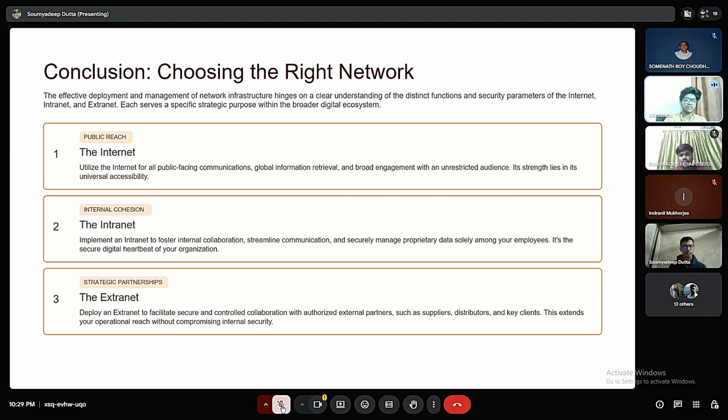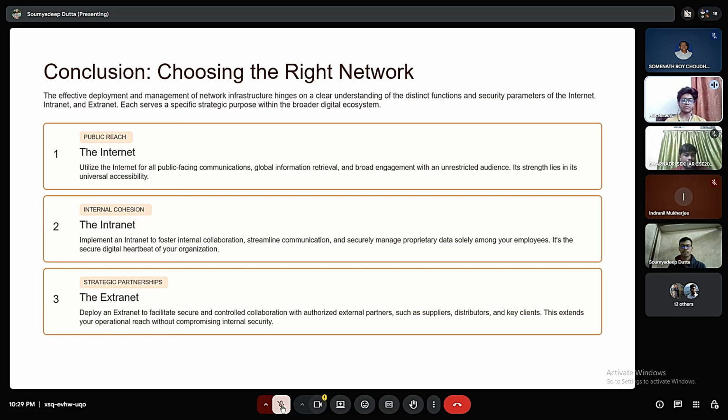I will present the last slide, and the topic is the conclusion. It is about choosing the right network. The effective deployment and management of network infrastructure hinges on a clear understanding of the distinct function and security parameters of the networks. The internet is a public-reach network, and it is utilized for public-facing communications, global information retrieval, and broad engagement with an unrestricted audience, like Google. So its strength lies in its universal accessibility.